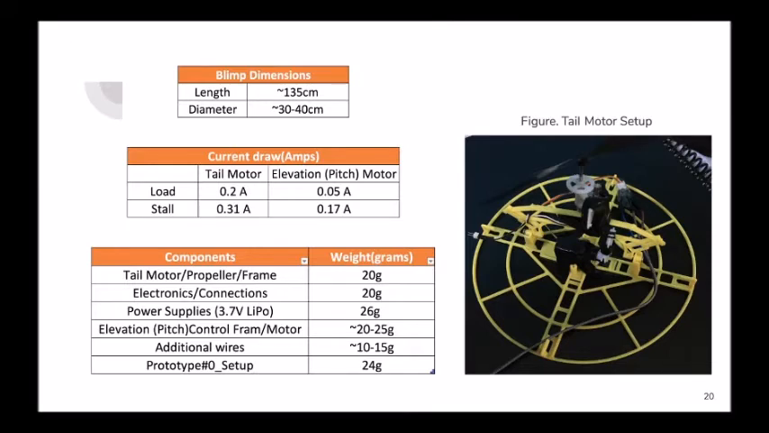So the figure shows our tail motor setup, and the table indicates weight approximations, so you can see that we are working with some weight that can be cut down.